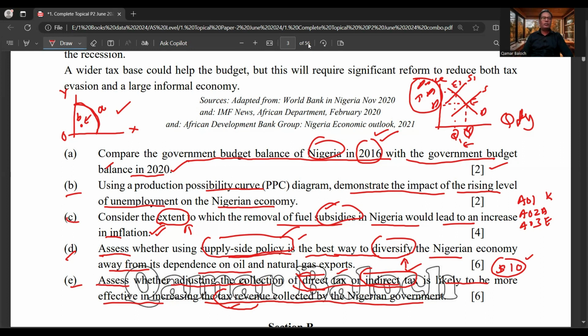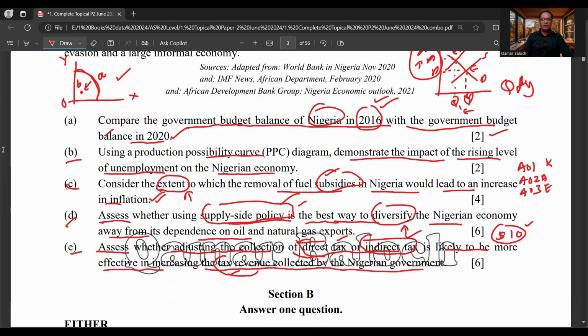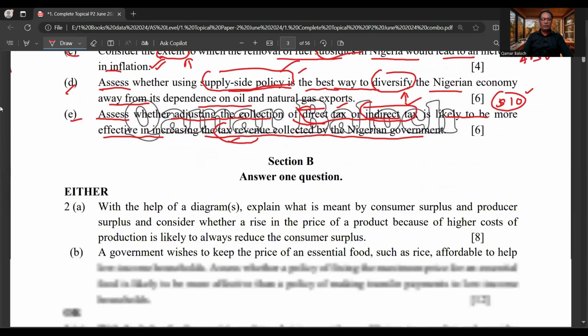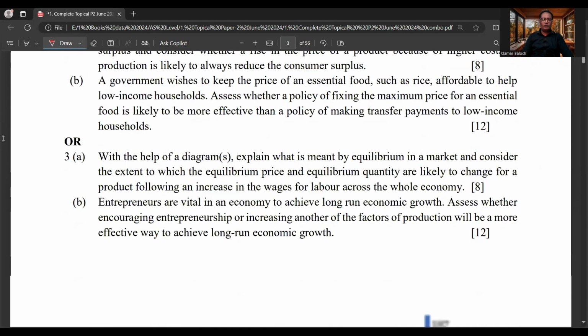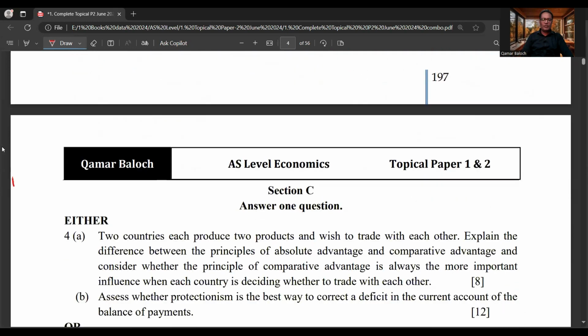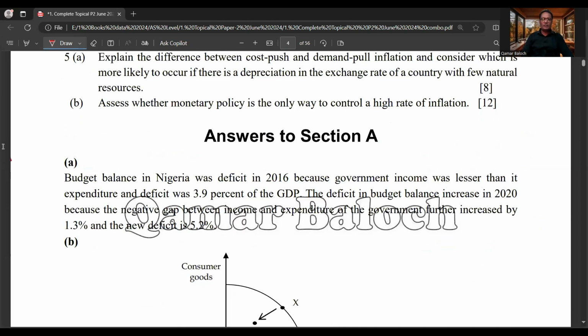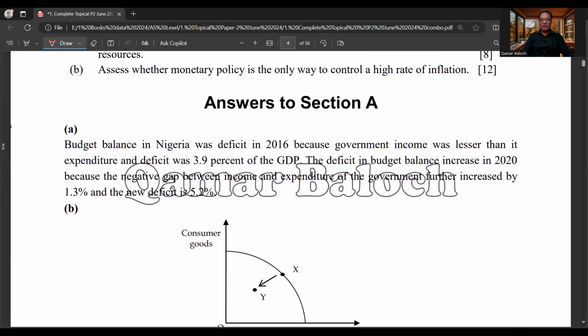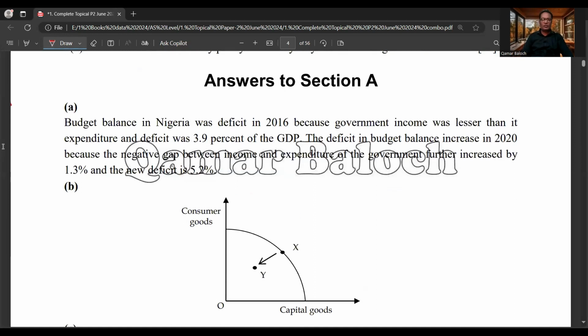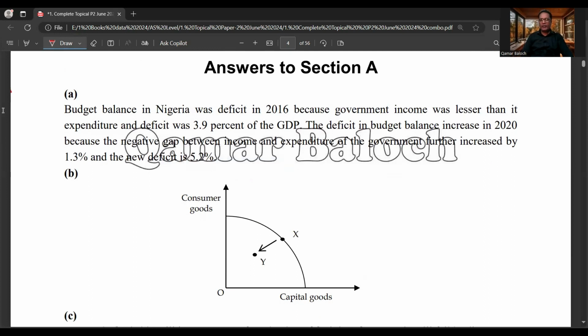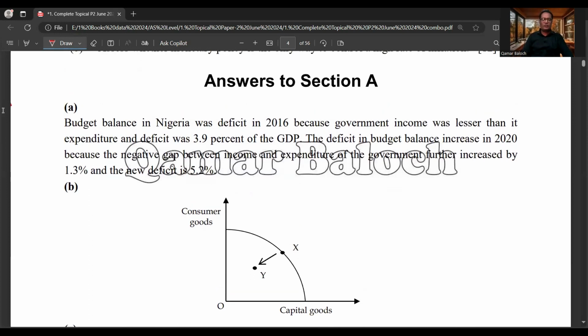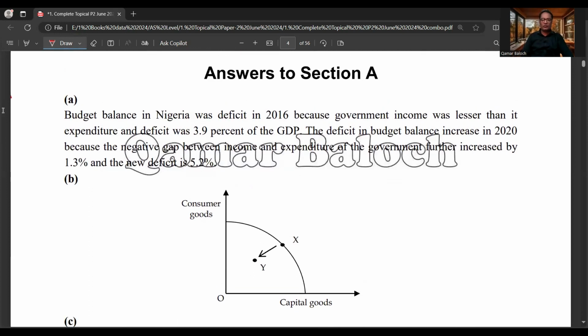Now moving to the exact answers. What should you write in the answers? I have already produced the answers to these questions, so I would like all of you to just read these answers. I'm just showing those answers to you. These are answers to the questions I have discussed. So answers to section A. Answer A is showing on the screen. You can just stop the video and read the answer carefully.